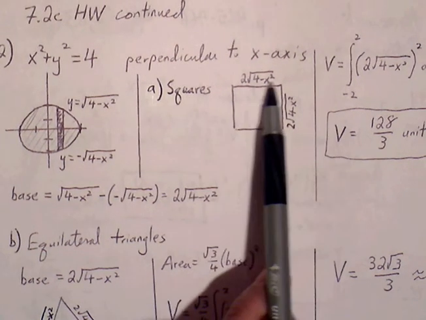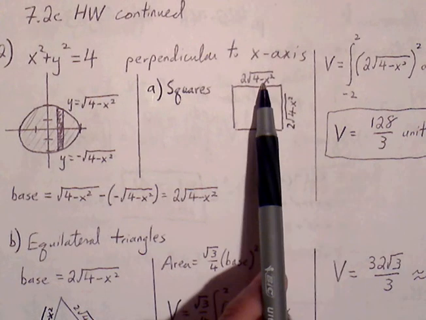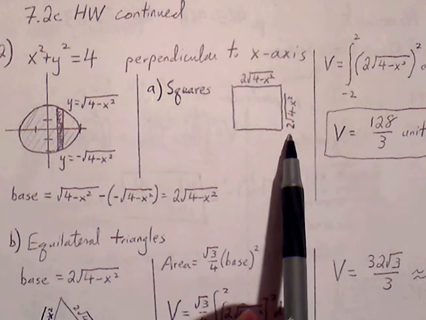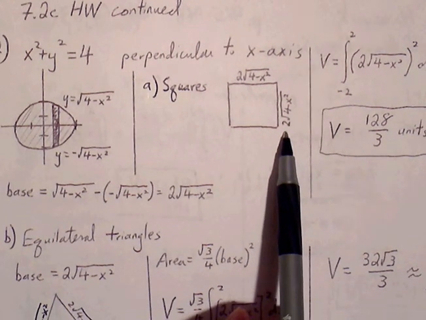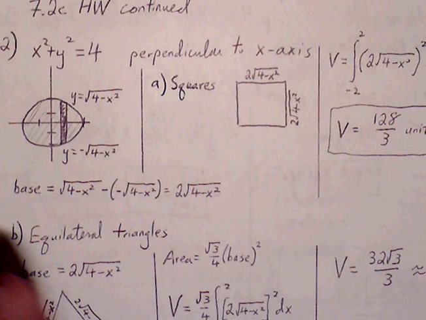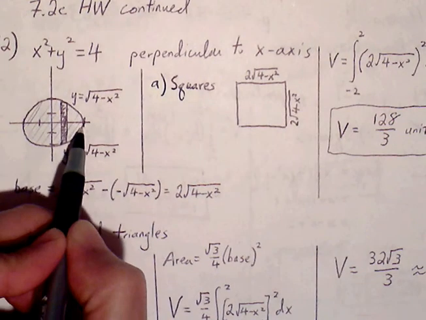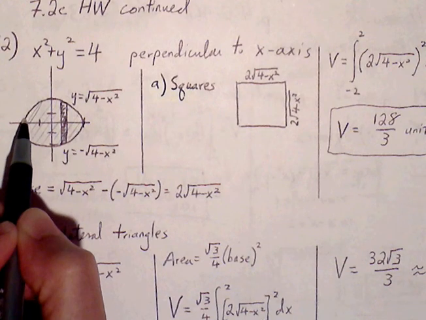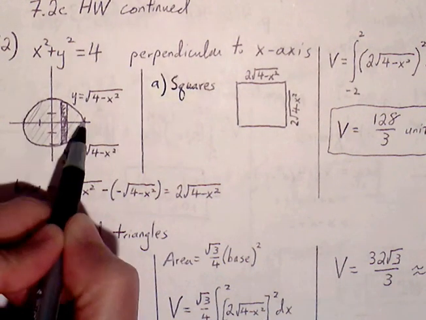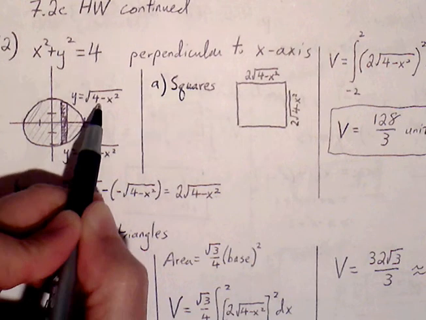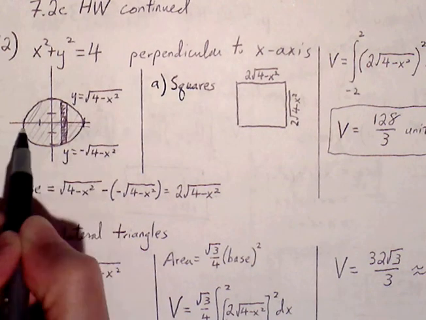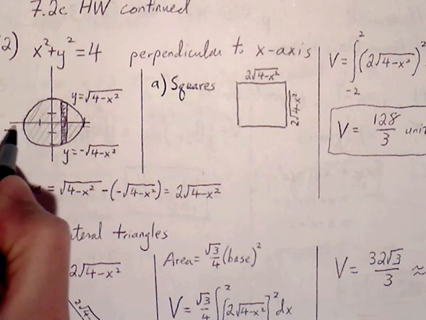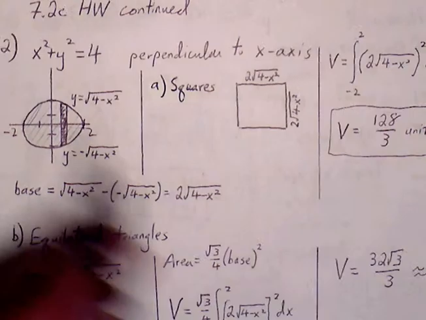So if we know the length is 2 root 4 minus x squared, we know the height is also going to be the same value. And we have to look at our bounds from the furthest left to the furthest right. This is a circle with radius 2, but we can also set the equation equal to 0. And if we solve for x by setting y equal to 0, we're going to be able to get negative 2 and 2. But you can also pick this out by looking at the graph.